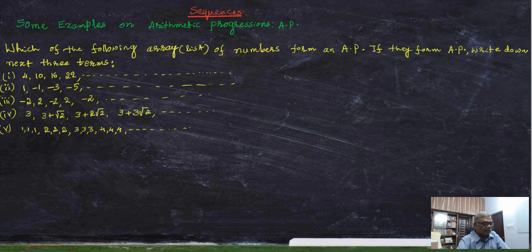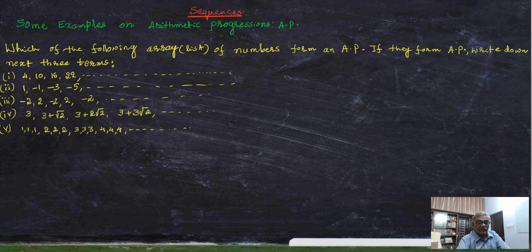In this video, we are going to consider some examples to verify whether the given array of numbers or list of numbers form arithmetic progressions or not. Now we can consider some example sequences and some examples on arithmetic progression, in short AP, and the example which states: which of the following array or list of numbers form an arithmetic progression.